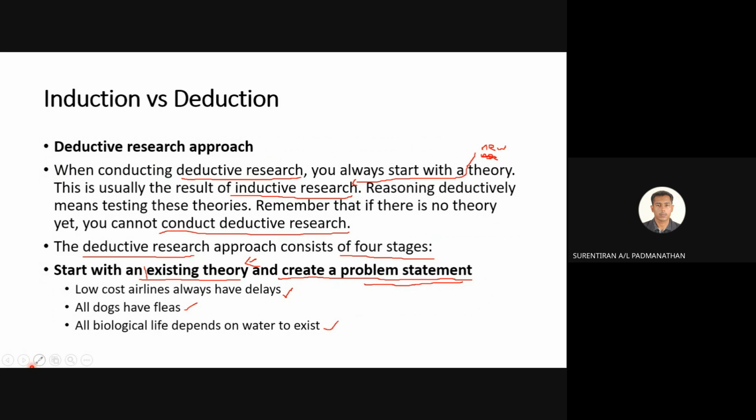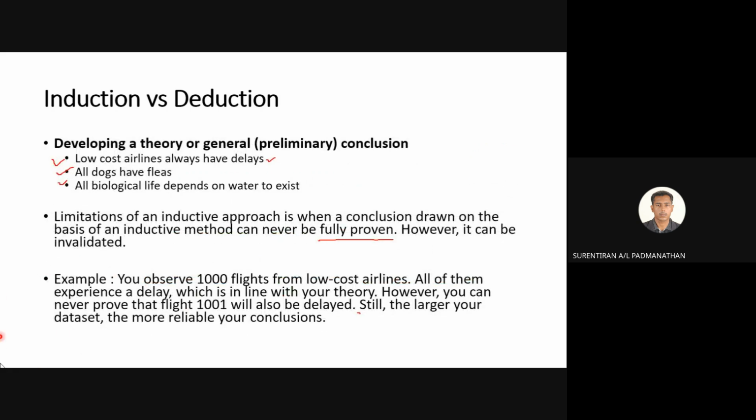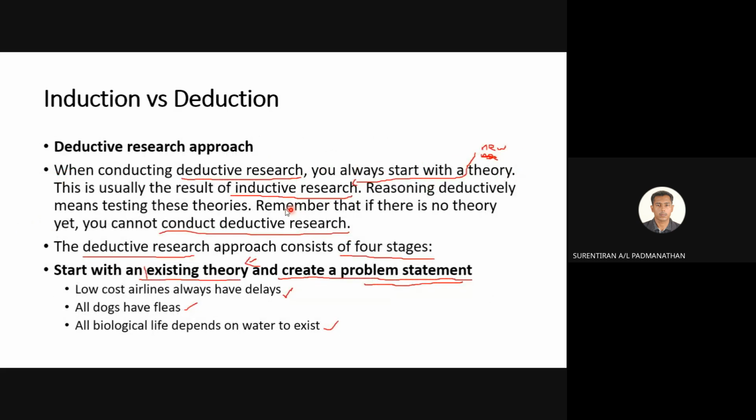So when conducting deductive research, you always start with a theory, okay, with a theory which is already given. Just now we did the inductive research, right? So this is the low-cost airline. Low-cost airlines always have delays. All dogs have fleas. All biological life depends on water to exist. So taking those theories from the inductive research, then you do a deductive research.